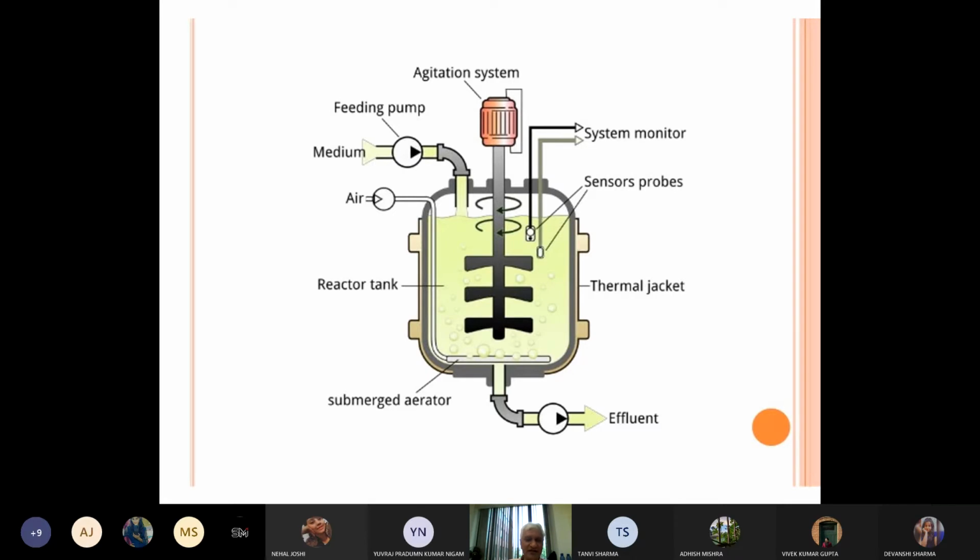The sensor probes are attached to a graphical system nowadays, a computerized program. So that is what is the system monitor. They are directly going into the system monitor nowadays. Now, one of the biggest things about a fermenter: a fermenter is a vessel with a jacket also.